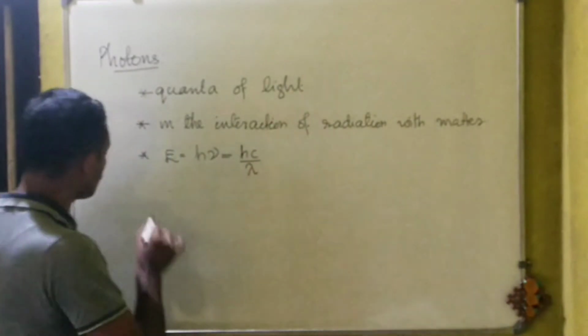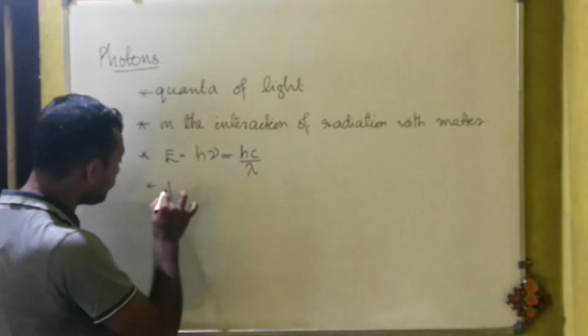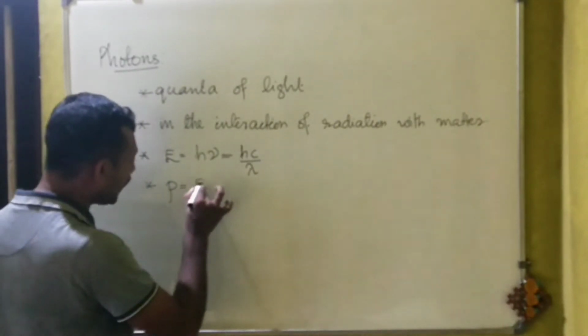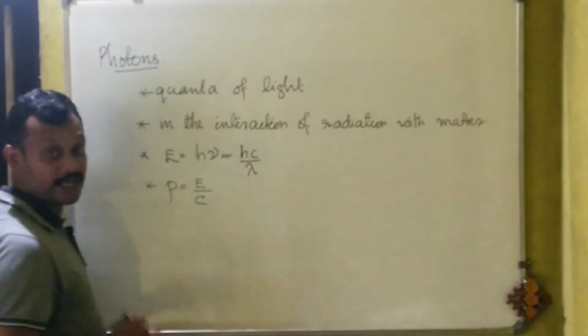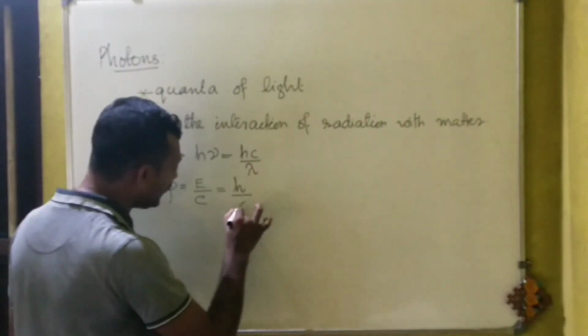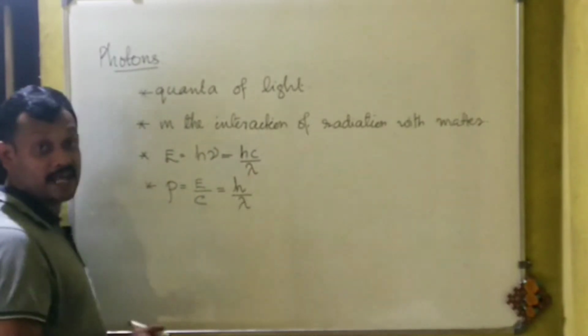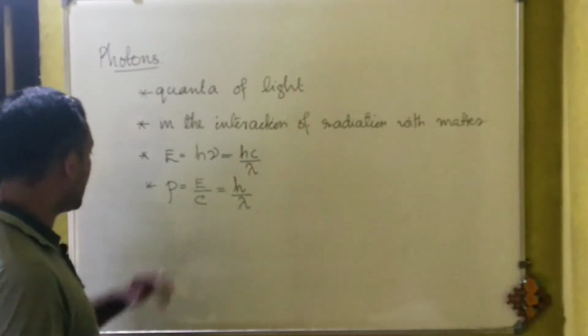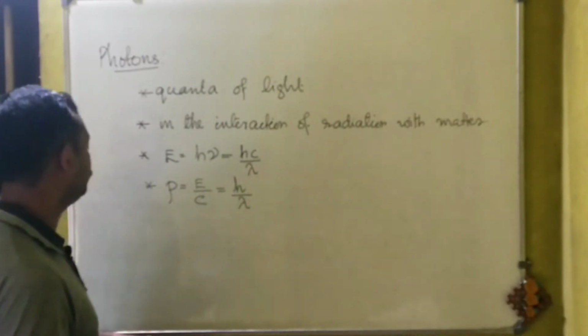Then the question comes, what is the momentum possessed by a photon? Momentum has a formula: it is E by c, energy by c, which is equal to h by lambda. The momentum of a photon is h by lambda.